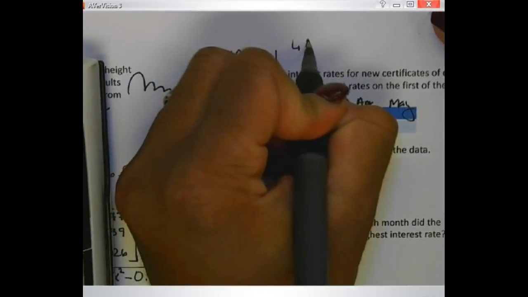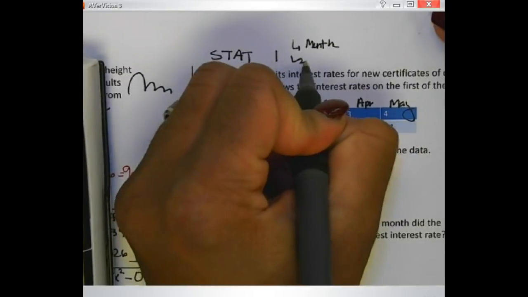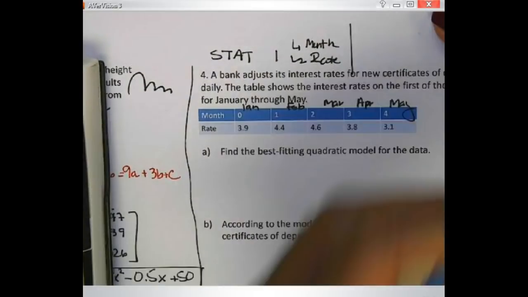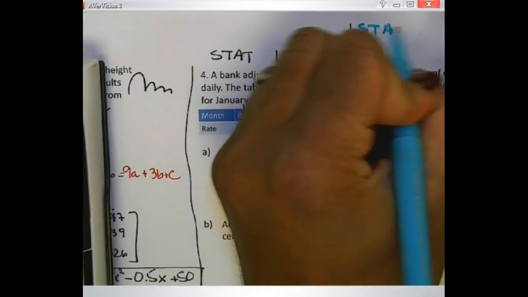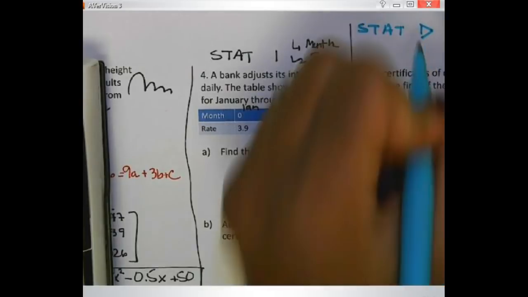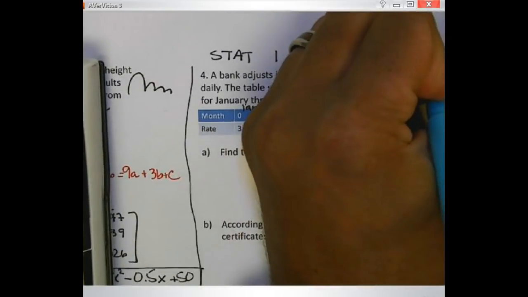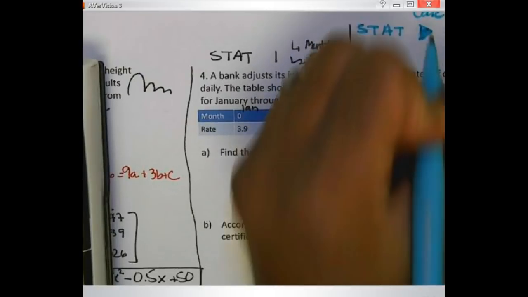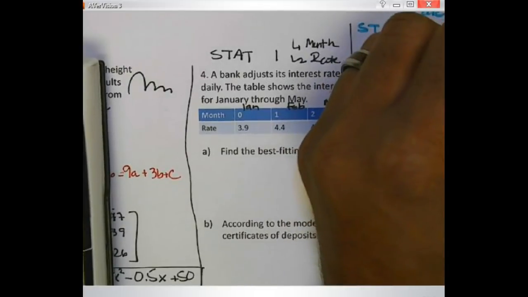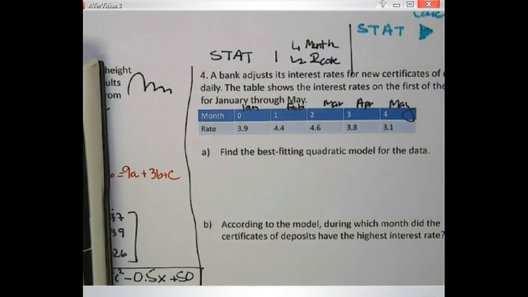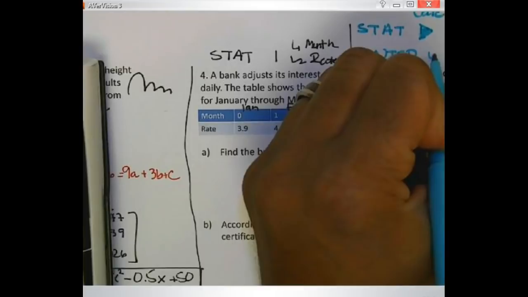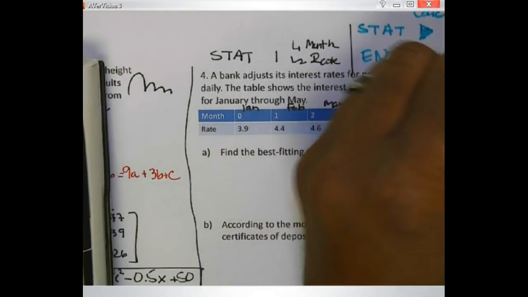So L1 is your month. L2 is your rate. Once you have the information in, you can hit Stat. Write down the calculator steps too, though, because it kind of makes your life a little bit easier. And then you're going to hit the arrow to the right all the way until you get to Calculate, or Calc. And this time, instead of LinReg, we went number 5, which is Quadratic. Now, different models require different things, so I'm going to just tell you to go ahead and hit Enter until it calculates.